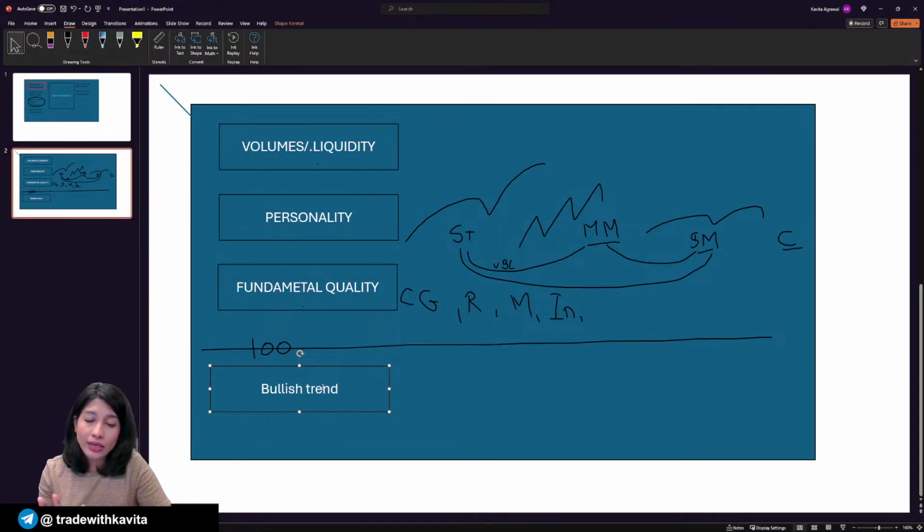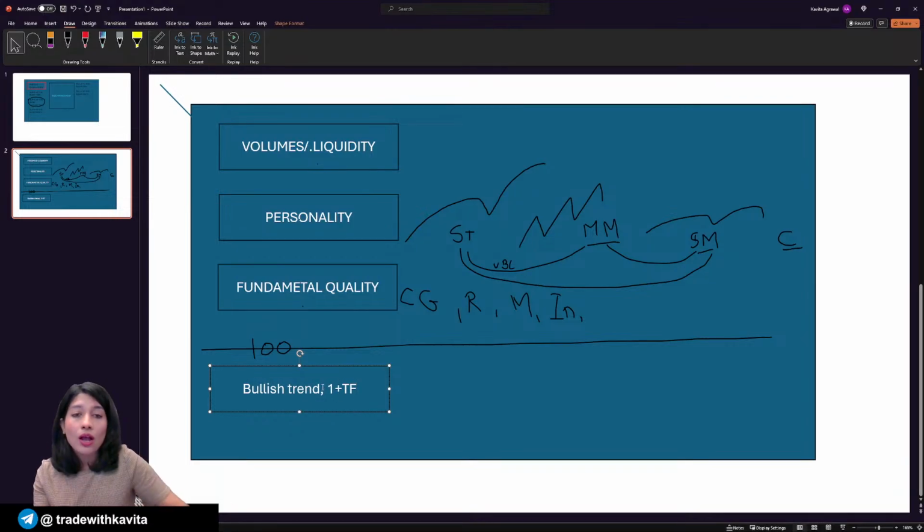I'm doing pure cash trading. So I need to firstly ascertain that there is a bull trend. The underlying trend is bullish. How do I do that? I will look at one time frame higher than my decision making time frame.